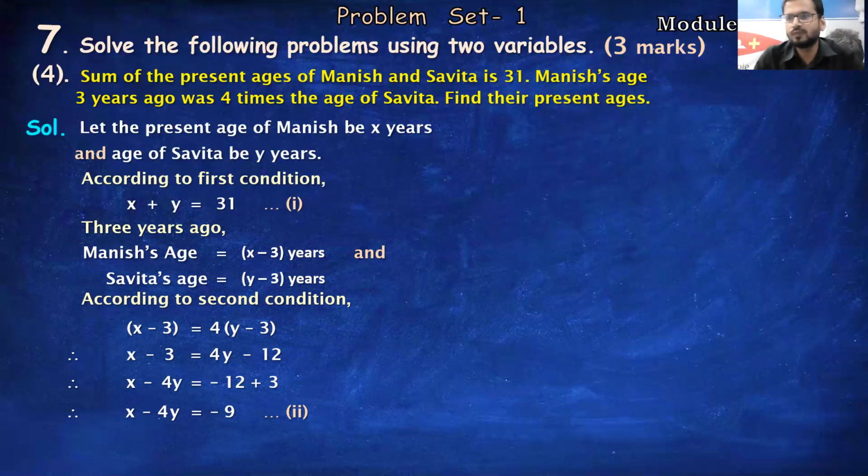Anybody has any sort of doubt, feel free to ask. Anybody has any sort of doubt how to form the two equations? How did we get the two equations? This sum was quite easy, students. No doubts? All right, let's move ahead then.